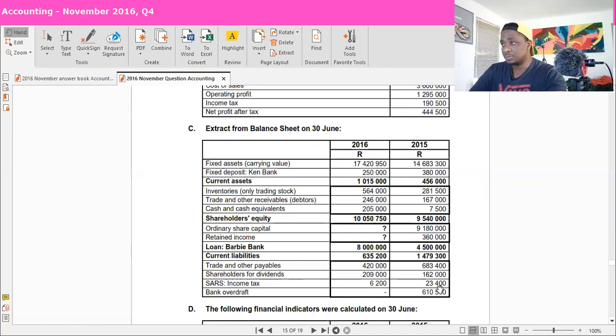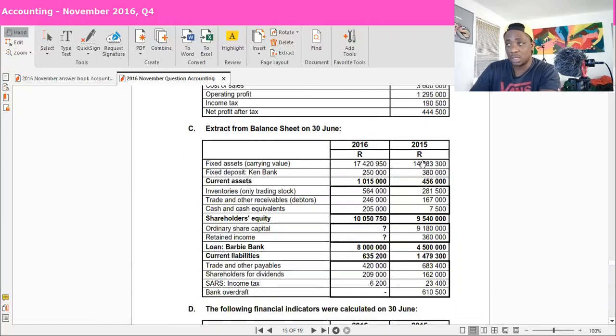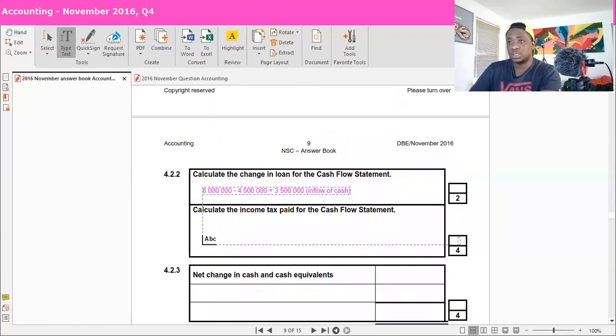So let's look at the SARS income tax 2015. You have 23,400. That tells you that at the beginning of the year, the company owed 23,400 to SARS. If they owed that money at the beginning of the year, it means they would pay it this year. And then we take the income tax for the year. We're going to assume that they paid all that amount. Then we look at the end of the year, where it seems like they still owe 6,200. So of this amount that should have been paid, 6,200 was not yet paid.